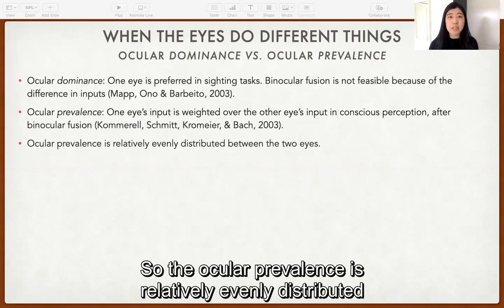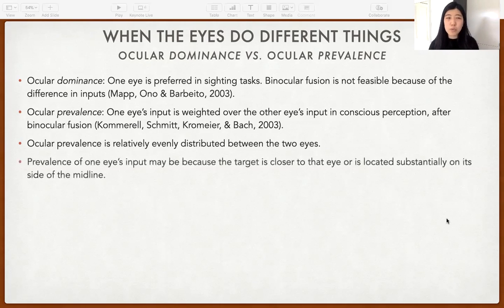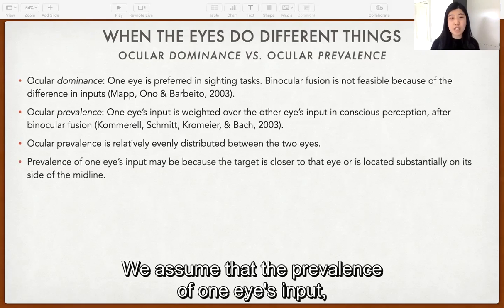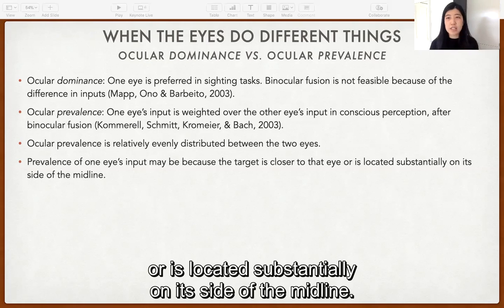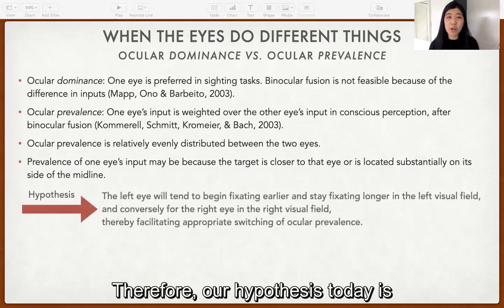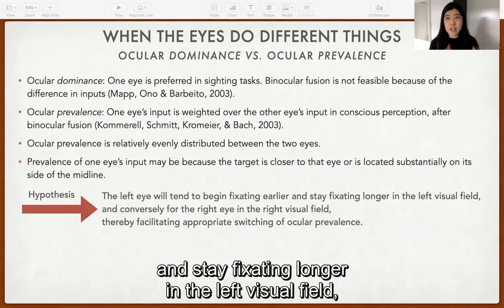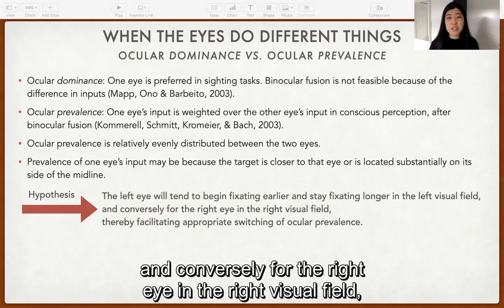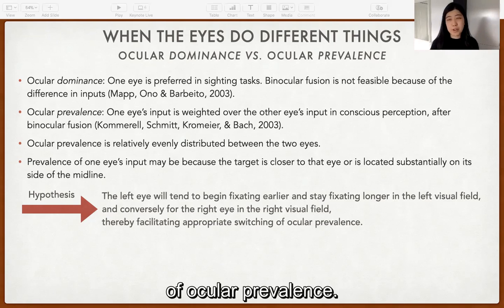Ocular prevalence is relatively evenly distributed between the two eyes. And we assume that the prevalence of one eye's input may be because the target is closer to that eye or is located substantially on its side of the midline. Therefore, our hypothesis today is the left eye will tend to begin fixating earlier and stay fixating longer in the left visual field, and conversely for the right eye in the right visual field, thereby facilitating appropriate switching of ocular prevalence.